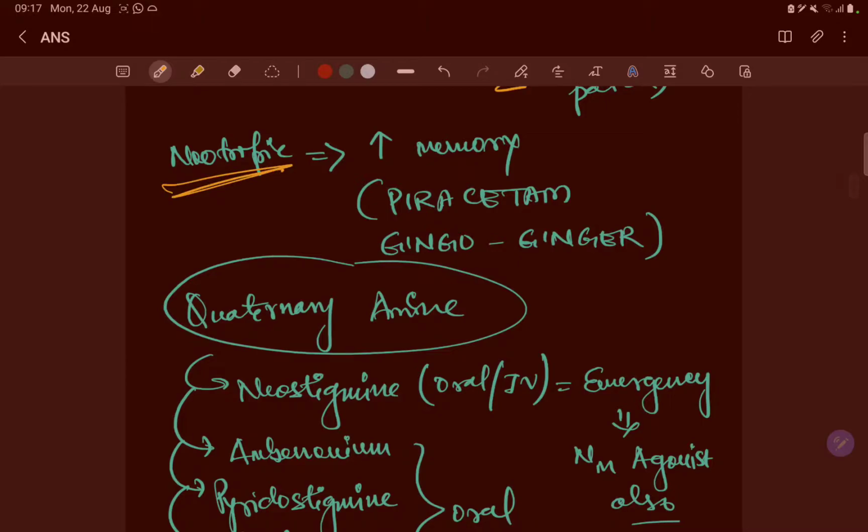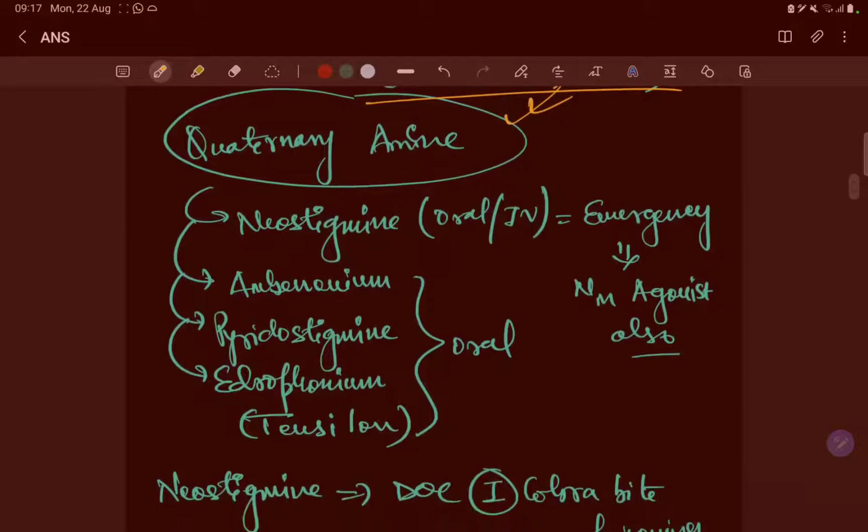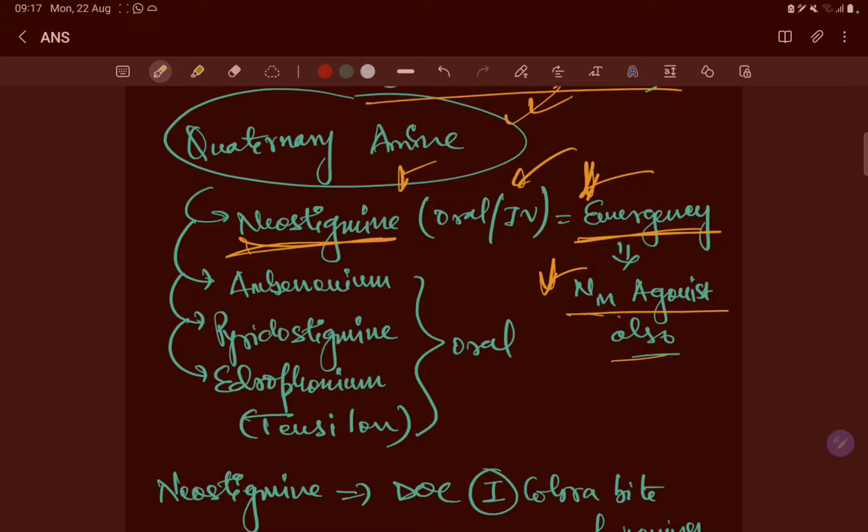Now nootropic drugs are the drugs which increase memory, like ginkgo biloba and piracetam. Among quaternary amines, there is neostigmine. This is used in emergencies because of its IV formulation. It is also an NM agonist. The other drugs, like edrophonium for the Tensilon test, pyridostigmine and ambenonium, are quaternary amines.